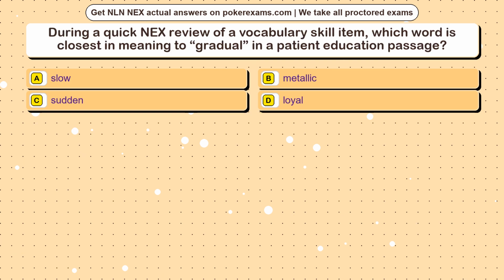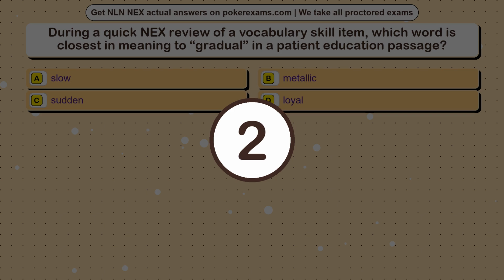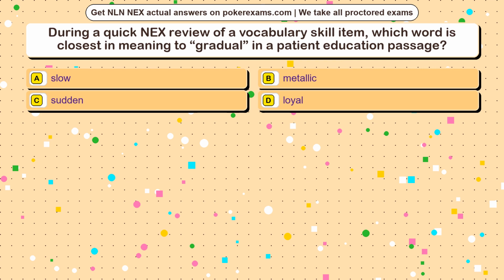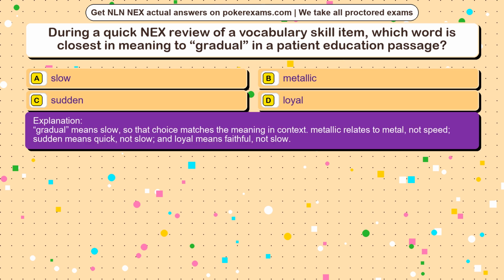Question 2. During a quick NEX review of a vocabulary skill item, which word is closest in meaning to gradual in a patient education passage? Option A, slow. Option B, metallic. Option C, sudden. Option D, loyal. The correct answer is option A. Gradual means slow, so that choice matches the meaning in context. Metallic relates to metal, not speed. Sudden means quick, not slow, and loyal means faithful, not slow.